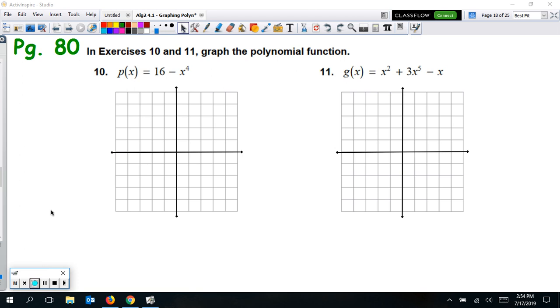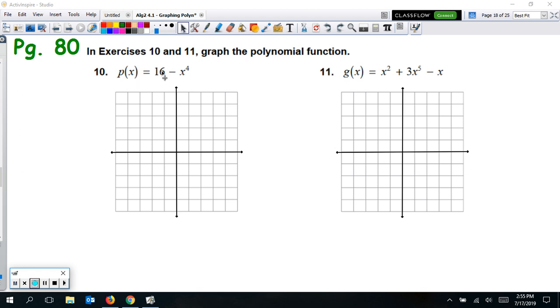Okay, so on page 80, you're going to graph two polynomial functions. So number 10, p of x equals 16 minus x to the 4th. First thing to do on the graph is draw your coordinates. Draw your x-axis and y-axis, so make your quadrants by going right down through the middle, right across the middle.